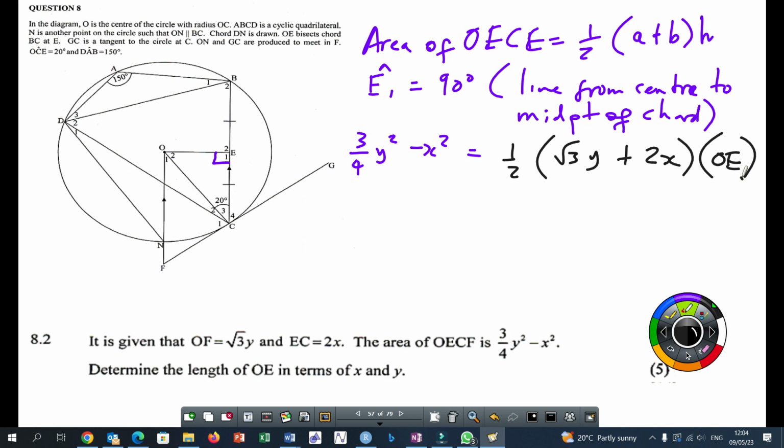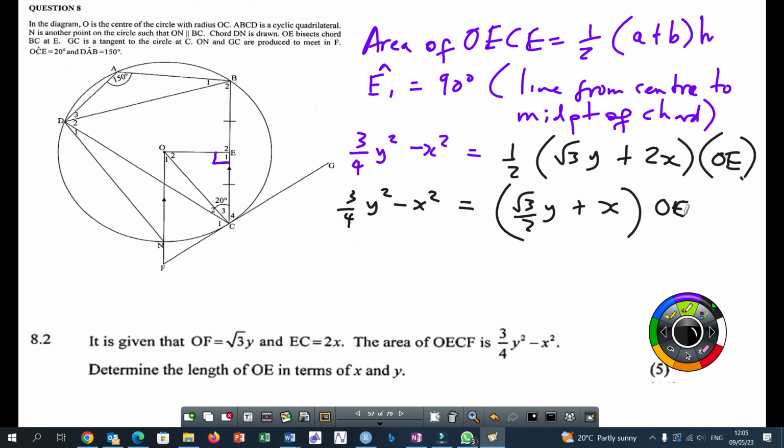Okay? Then, now to carry on here, you have to use your knowledge of algebraic expressions. So, I'll write this as 3 over 4 times y squared minus x squared equal to, I'll distribute the half into the bracket, the half only. So I'll distribute the half, and I'll get square root of 3 over 2y plus x times, okay, so square root of 3 over 2y plus x. Where does this x come from?